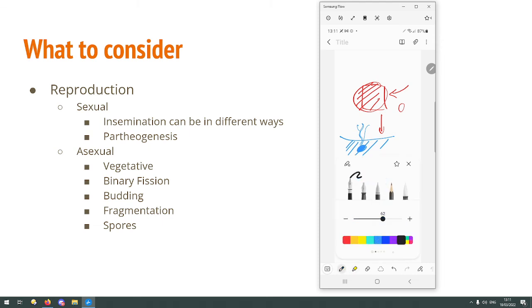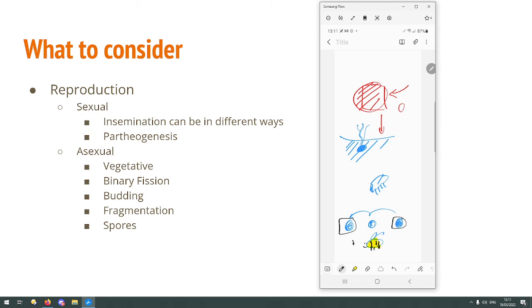Let's make it a cute bee. Okay. So the bee isn't a part of the plant, but it's a part of the sexual reproduction of the plant. For example, this is what constitutes an ecosystem. So insemination in this case can be in different ways. For example, there are some trees that have male and female versions, and they should be pollinated like plants.